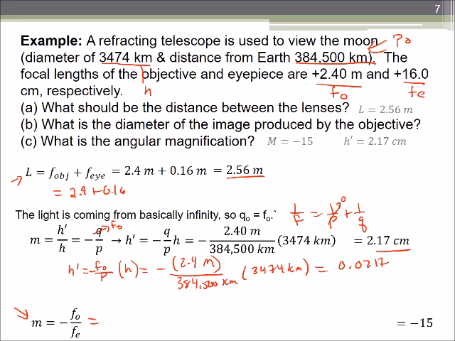And then the overall magnification is the ratio of our focal lengths. So 2.4 over 0.16 gives us a total magnification of 15.